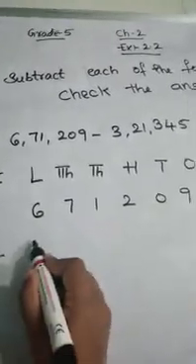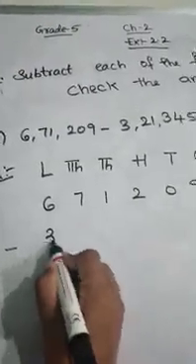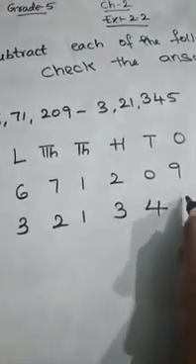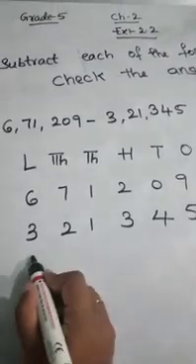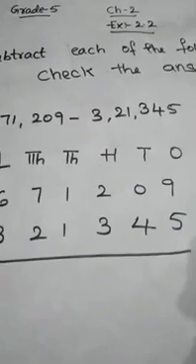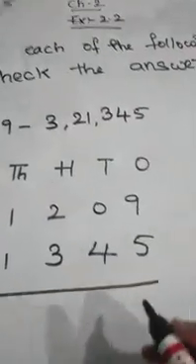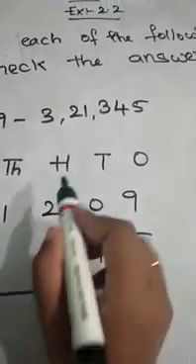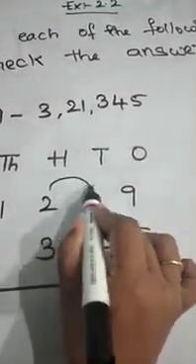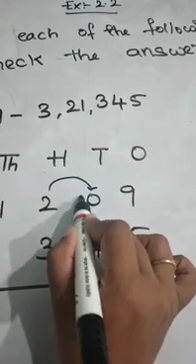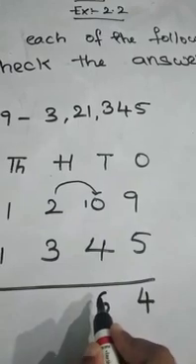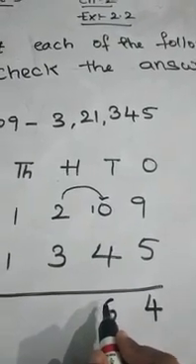So we are subtracting, so we have to keep this minus symbol: 6,71,209 minus 3,21,345. Okay, let's start. 9 minus 5 is 4. Now 0 minus 4 we cannot do, so we have to borrow from 2. So this will become 10. 10 minus 4 is 6.